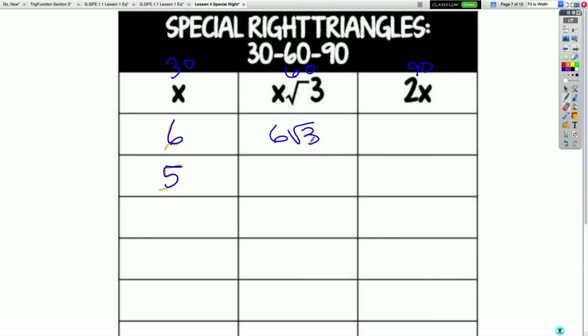Okay, and then we want to notice we're doing 2 times x. Which one is my x value here? 6. So we're doing 2 times 6, which is just what? 12. Okay, so make sure you're going all the way back to x and not using that middle column for 2x. Okay, go ahead and try that next one, please, if you haven't already.